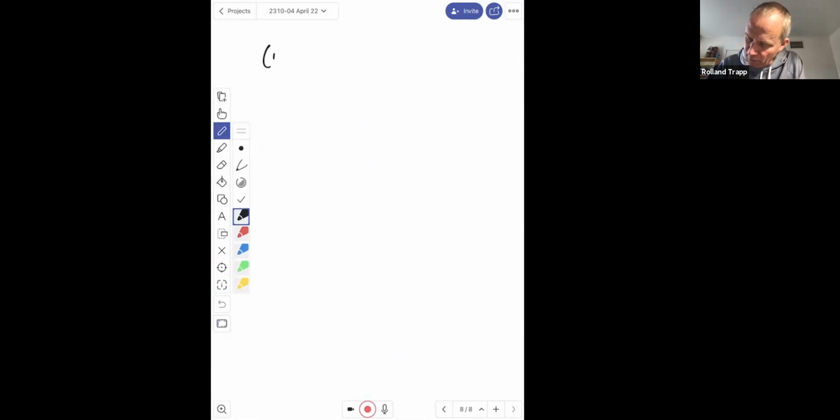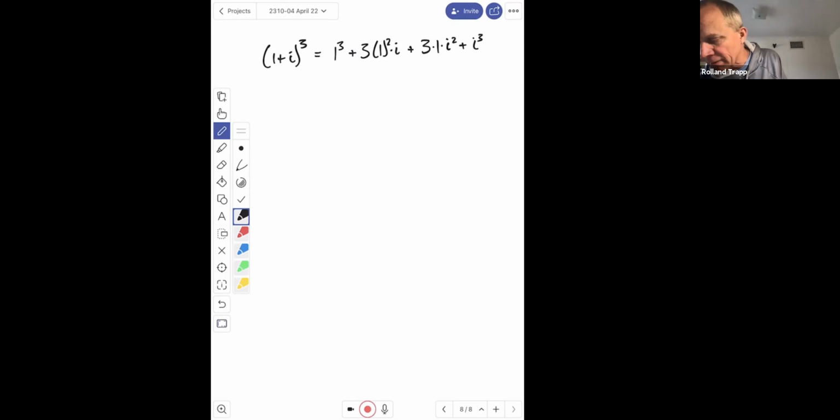Suppose I had (1 + i) cubed. That's going to be 1 cubed plus 3 times 1 squared times i plus 3 times 1 times i squared plus i cubed. I don't know if you know the binomial theorem, but you can multiply these things out really easily. And so I can now simplify this.